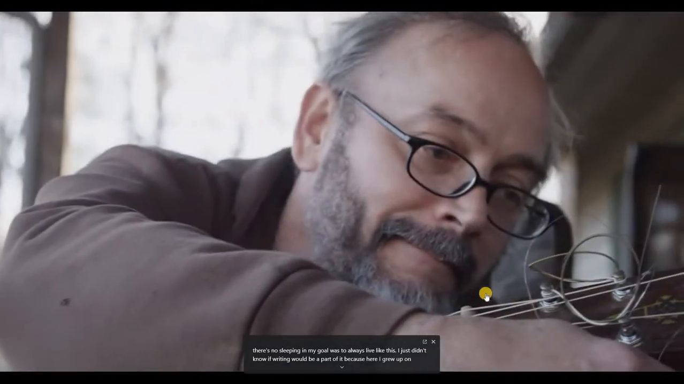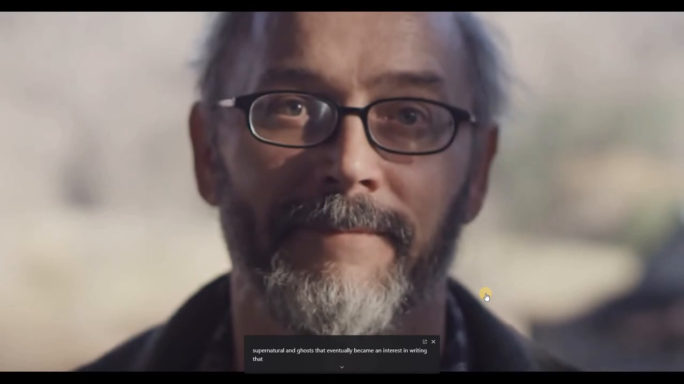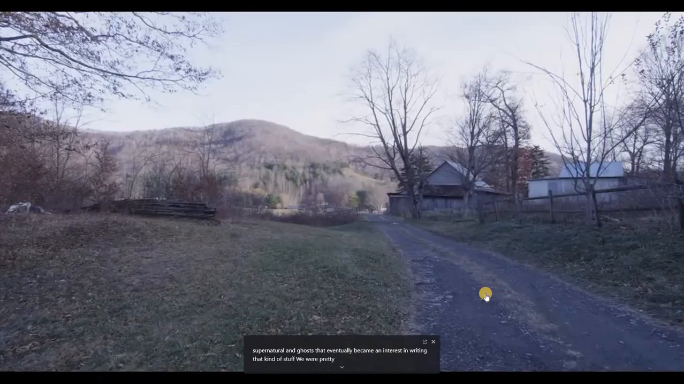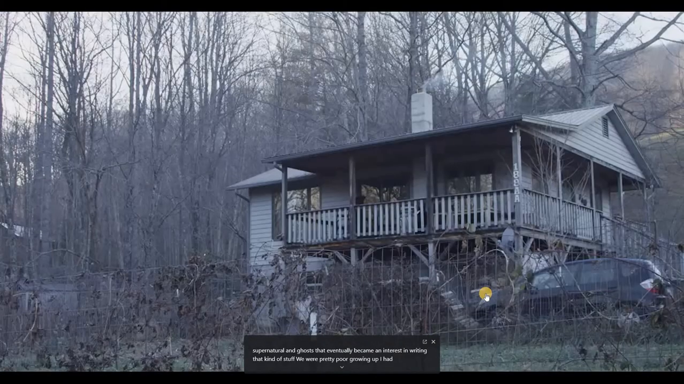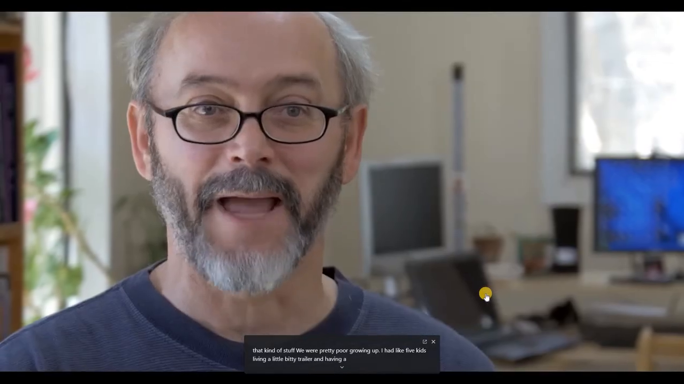I grew up on the front porch storytelling. I think that was my first exposure to the supernatural and ghosts that eventually became an interest in writing that kind of stuff. We were pretty poor growing up. I had like five kids living in a little bitty trailer, and having a stack of paper just felt like wealth to me.